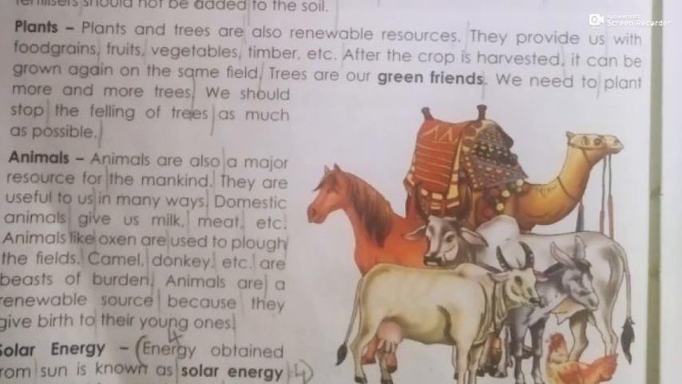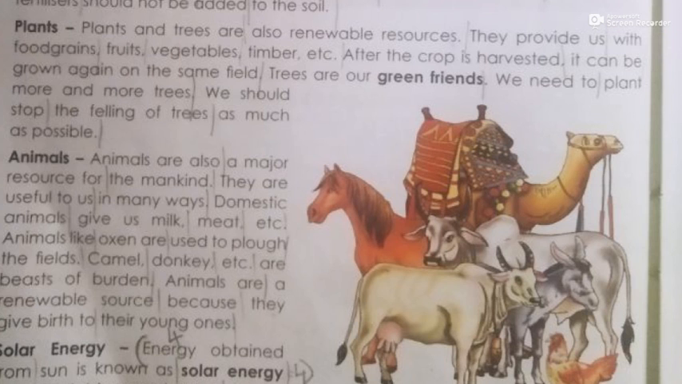For example, if we have more trees, we will get enough rainfall. In the areas where there are no trees, they don't get enough rain. So the more we grow trees, the more we get the rain, because water is also very important for our living. Then another thing is animals are also major resources for mankind.